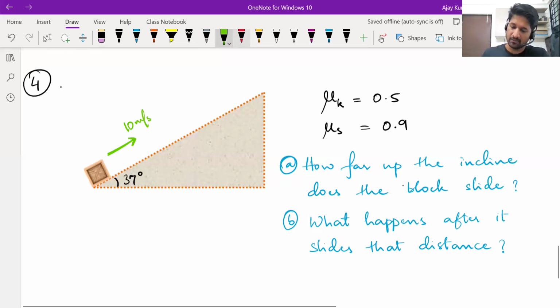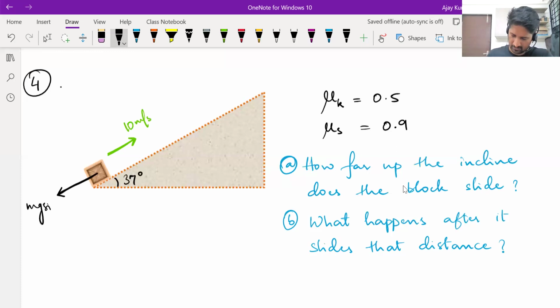Let it be. Visualize the forces acting on the block. There will be an mg sine theta acting down the incline like this. M is not given. Leave it, doesn't matter. I'll just mention it, mg sine theta. There will be an mg cos theta acting like this. There will be a normal force acting. And because this block has been given a velocity up the incline, there will be friction also acting this way, down the incline.